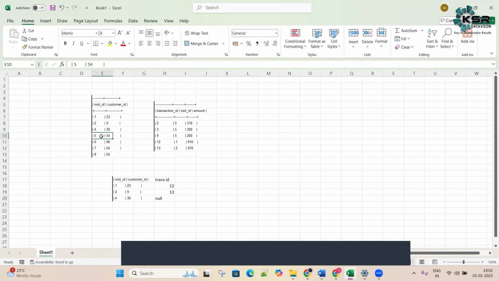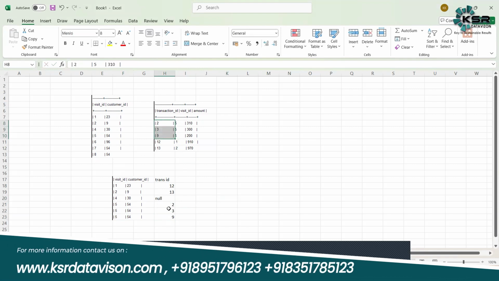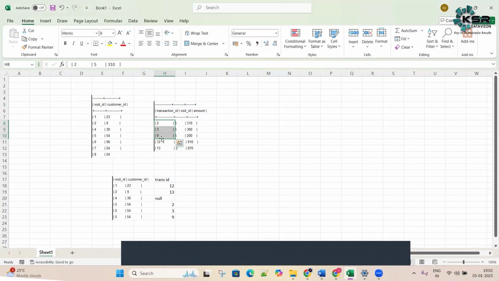Okay, now 5. We see here 3 different visits, right? Visit ID 5, 5, 5. Now for 5, when it matches, the transactions were 2 for the first, 3 for the second, and 9. That's what I'm saying, these 3 I have put here. Now, is there any more matching? No, so we'll move on. Visit ID 5 is over, so next is 6. For 6, is there anything? Nothing. So what will come? Null. It will come here as null.